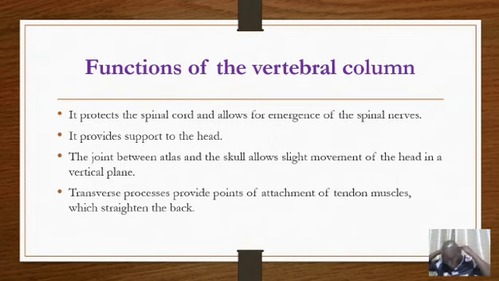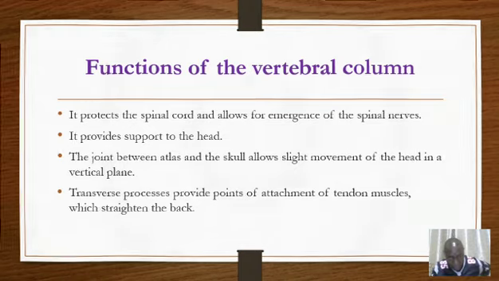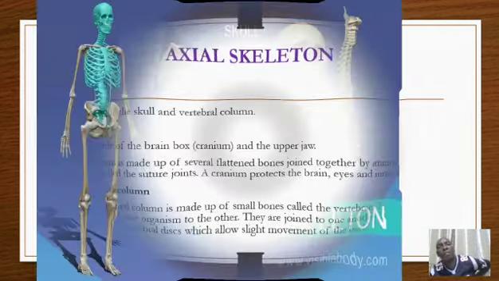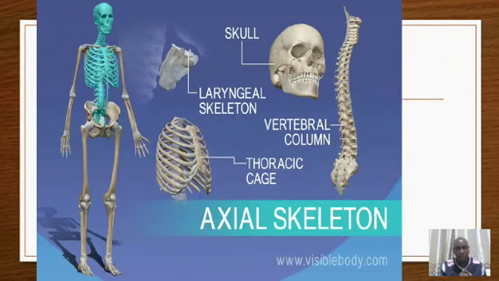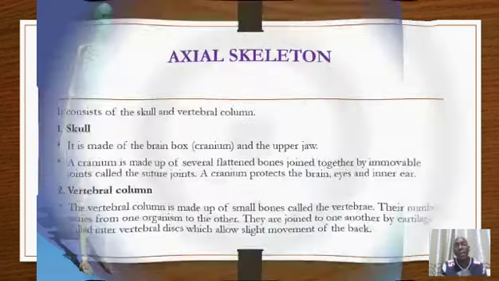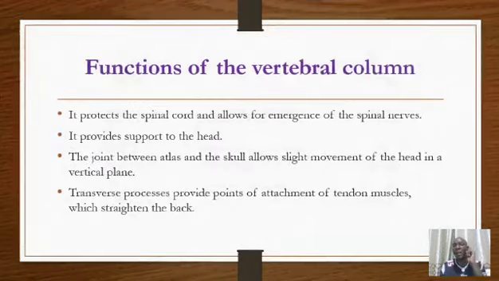This set of bones running from this part through your back to your waist, within it, that is where the spinal cord passes. So when the spinal cord passes within, it is greatly protected by the vertebral column. Just like the skull protects the brain, the vertebral column protects the spinal cord. Then it even provides support to the head, because that's where the head is seated.